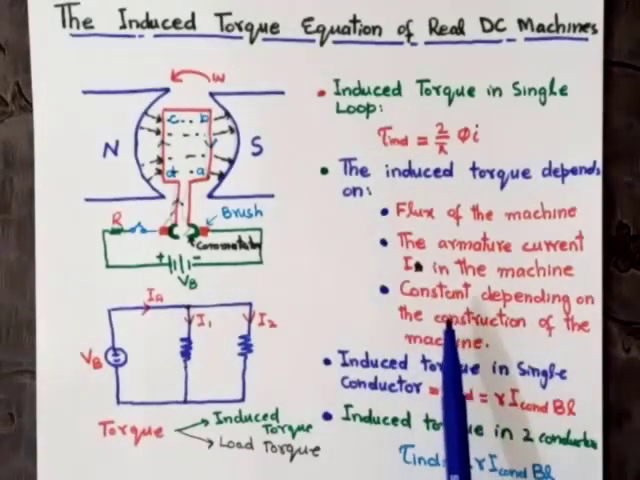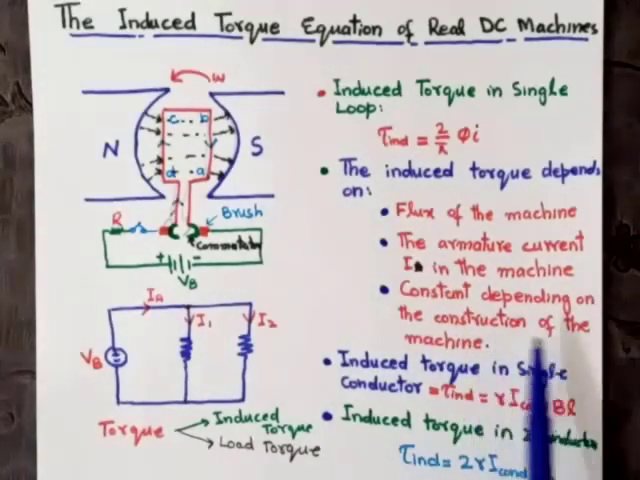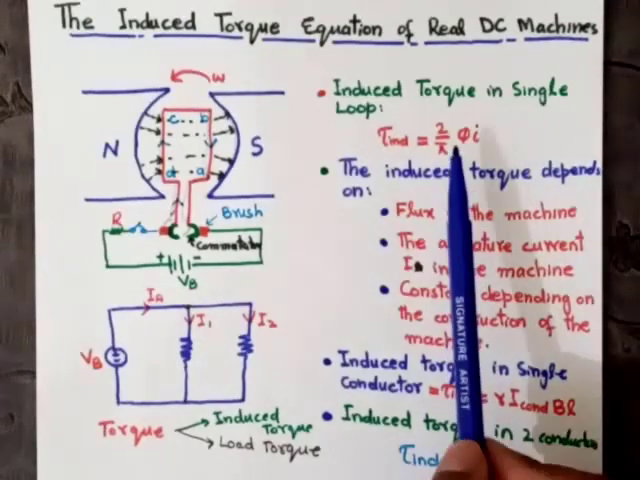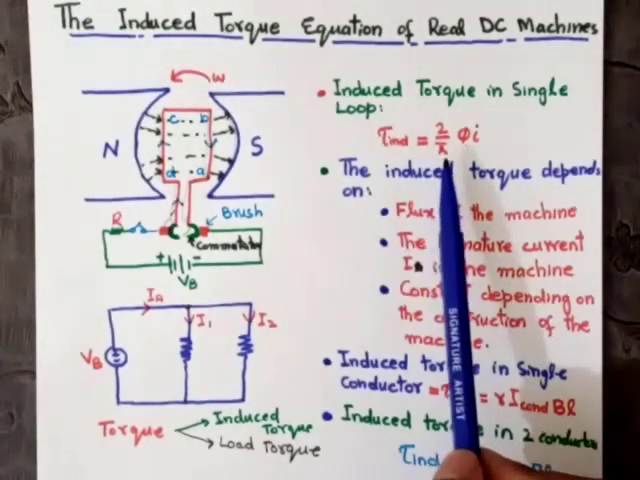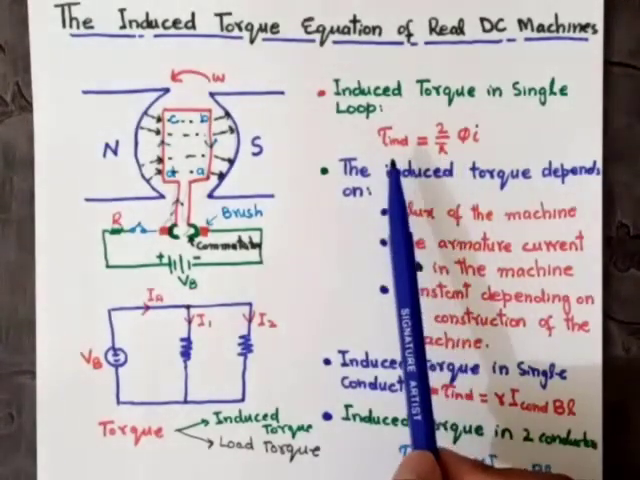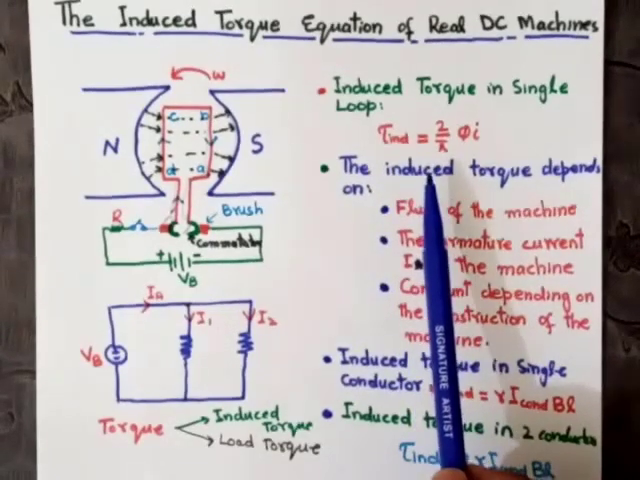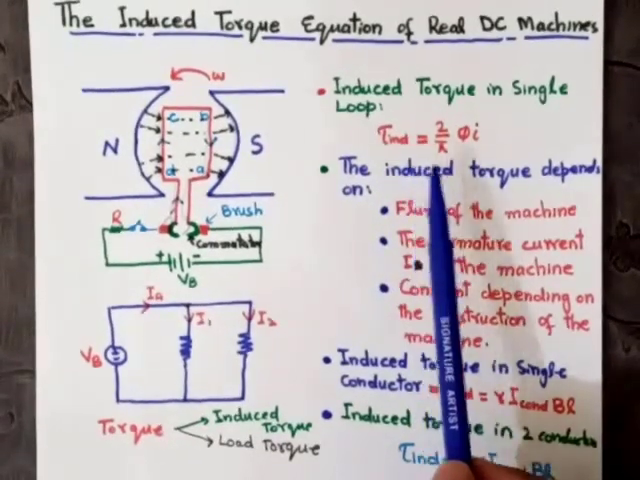And the third factor is a constant depending on the construction of the machine. By changing the constant, we can change the induced torque value, as you can see in this equation.